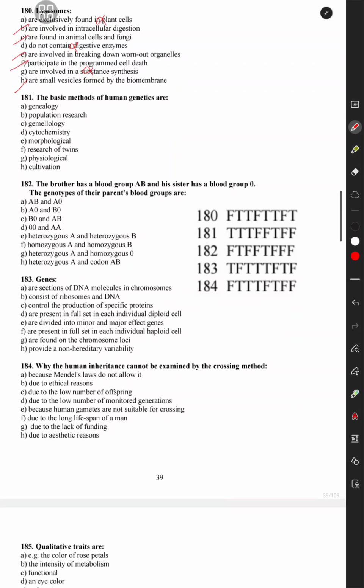The basic methods of human genetics are genealogy, I don't know, population research, criminology, cytochemistry, morphological, research of twins, physiological cultivation. False, true, false, false, false, true. 181. True, true, true, false, false, true. True, true, true. False, false, true. Genealogy, population research, and gametology, gametes के साथ, okay? The research of twins.